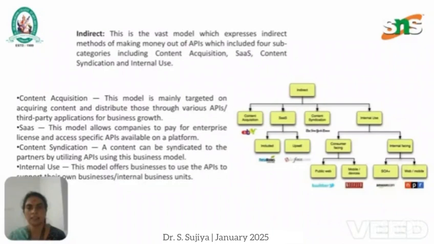Next is indirect. This is a vast model which expresses indirect methods of making money out of an API, and includes four subcategories: content acquisition, SaaS, content syndication, and internal use. This is the diagram which explains the indirect concept. Here, content acquisition, SaaS, content syndication and internal use. So these are the major components of the indirect API model.